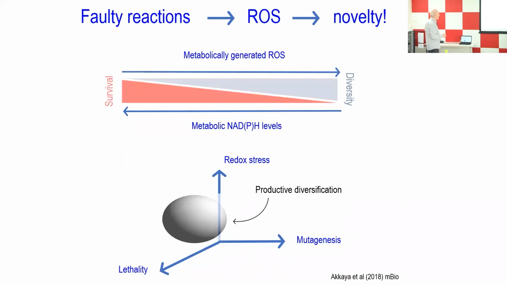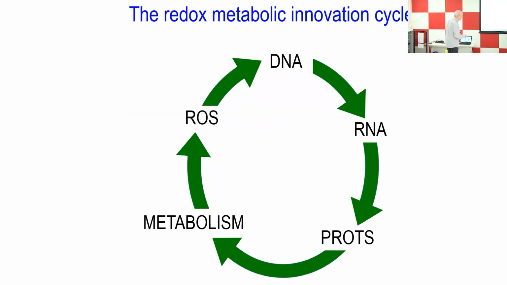So this can be abstracted in such a way that faulty reactions, stress caused by the fact that the pathway is not yet completely optimized, cause reactive oxygen species, and the reactive oxygen species create mutations, and the mutations create novelty. And therefore, under metabolically generated reactive oxygen species, the survival may decrease, but the diversity will increase a lot. And therefore, there is a kind of window of opportunity between stress, mutagenesis, and lethality, where you can really create very new things, and you have a kind of productive diversification.